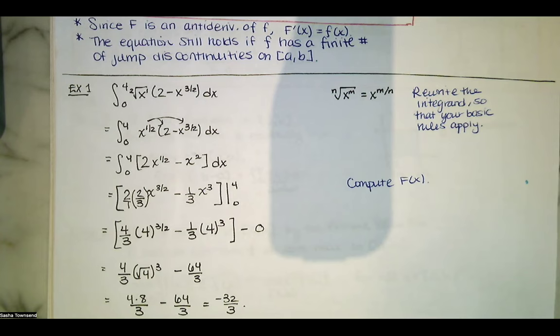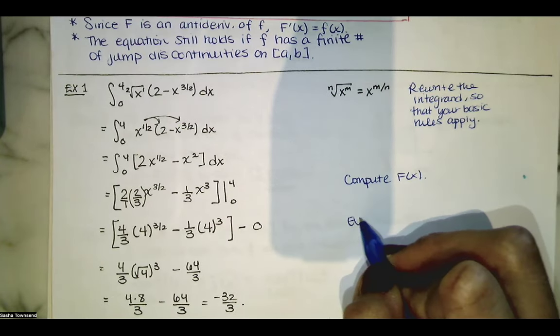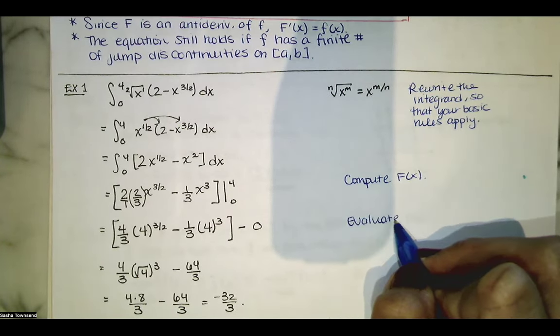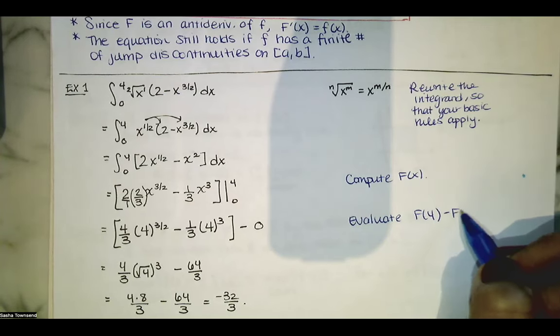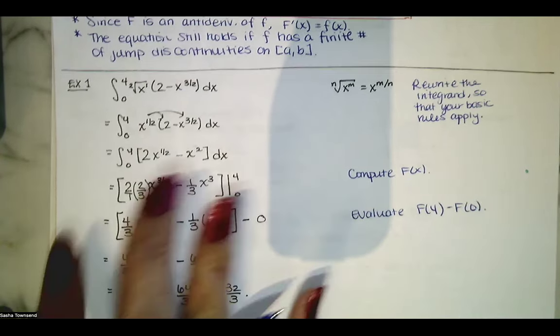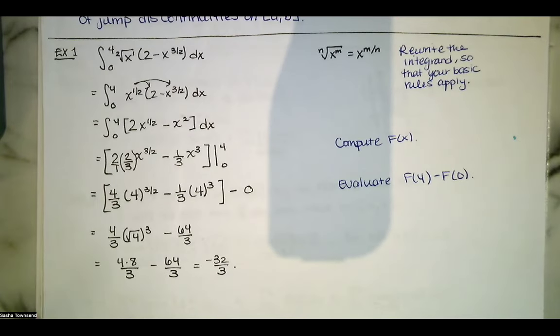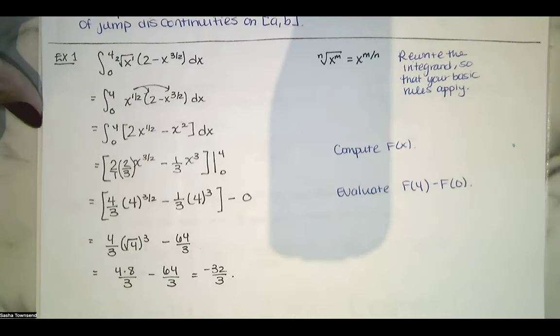So we compute an antiderivative, then we evaluate F at the upper limit, in this case 4, and F at the lower limit 0, and then you subtract. You can do a little bit of arithmetic, and you simplify, and that's your final answer. Now this again represents sort of a net area.